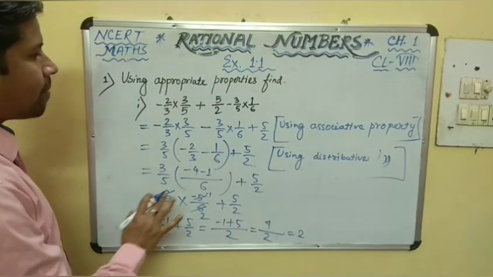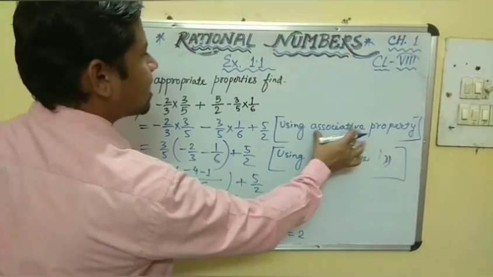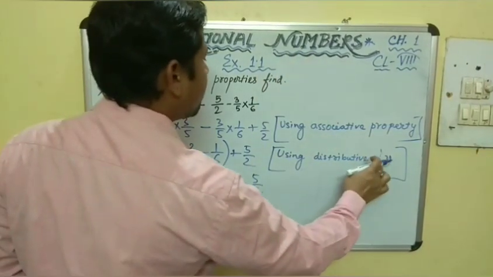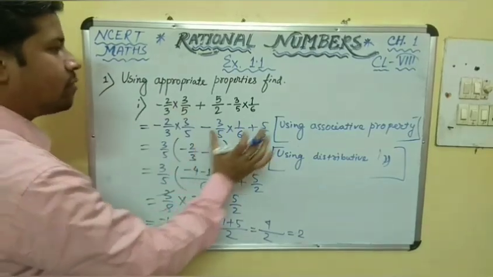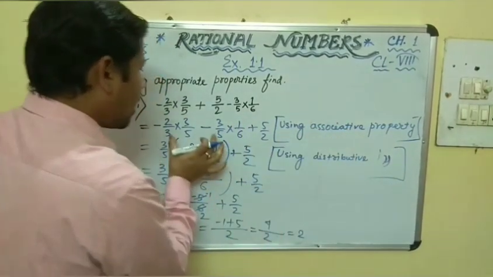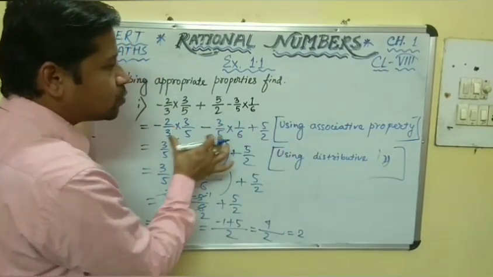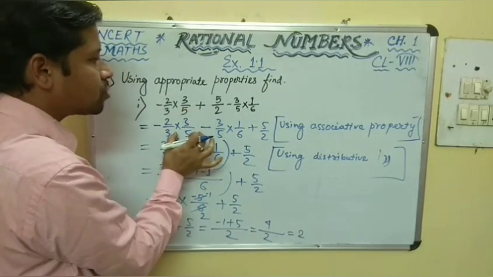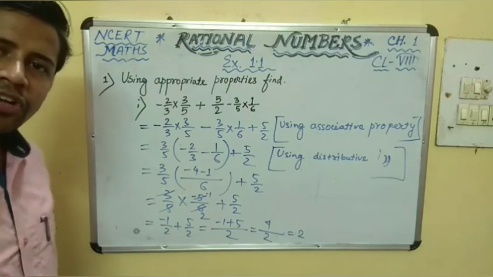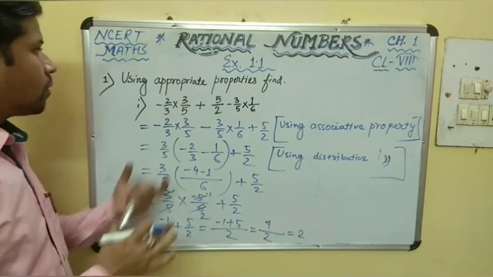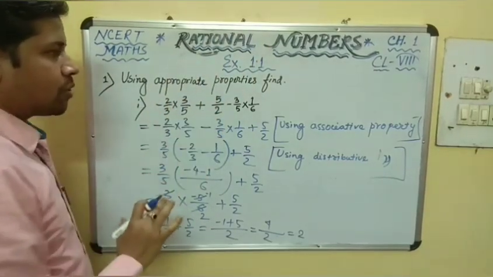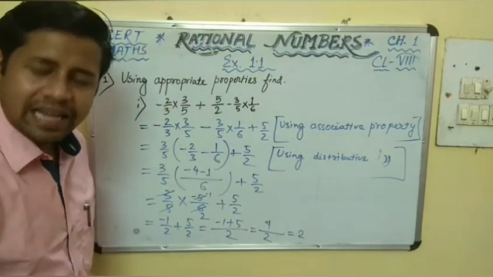So here we have used two properties, that is, the associative property and the distributive property. Both properties we have used, and you have to write down the name of the property on the line where you are using it. I think it is clear to all of you how we can calculate using the appropriate properties of rational numbers. So we can go for the next one.